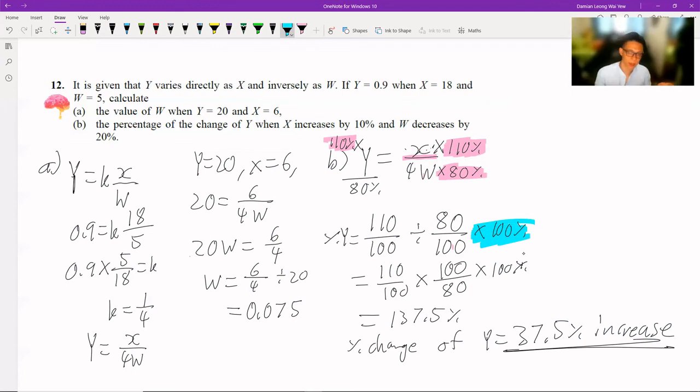If this one times, the same thing. If it's inverse, then this one times, this one divide, and then this one times. That's how we show the change, the relation of your change. That is question 12 here. So this percentage part is the slightly trickier part, that requires more thinking.